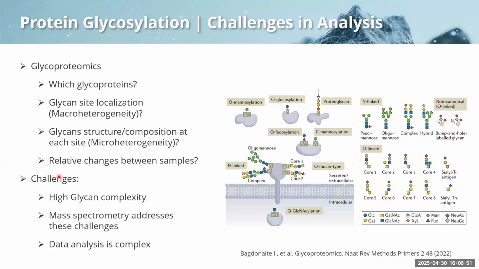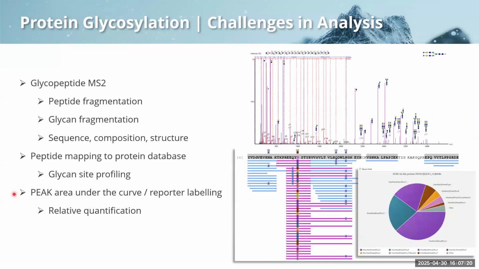There are some challenges with studying glycoproteomics, though, and that partly comes from high glycan complexity. It can be very difficult to resolve the different structures. Mass spectrometry is able to address these challenges because it can differentiate glycans with different masses. However, this mass spectrometry data is quite complex. I have here a couple of examples of the types of information that we get from glycoproteomics when we study it through mass spectrometry.